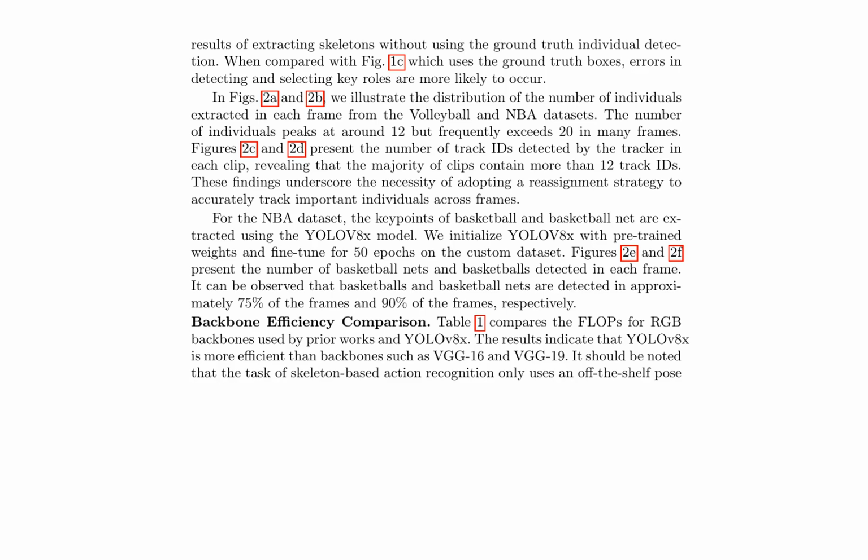For the NBA dataset, the keypoints of basketball and basketball net are extracted using the YOLOv8x model, fine-tuned for 50 epochs on a custom dataset. A comparison of the FLOPs for RGB backbones used by prior works and YOLOv8x is provided in Table 1. The results indicate that YOLOv8x is more efficient than backbones such as VGG16 and VGG19. This is particularly relevant for the task of skeleton-based action recognition, which only uses an off-the-shelf pose estimation model.